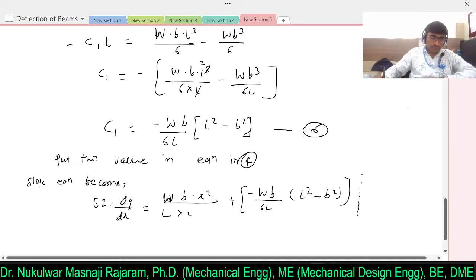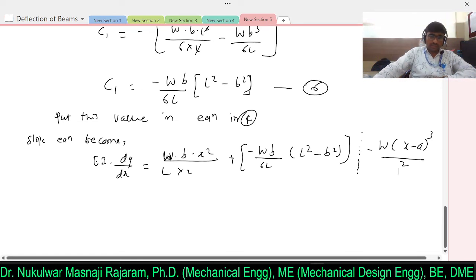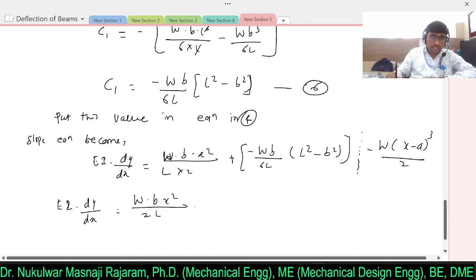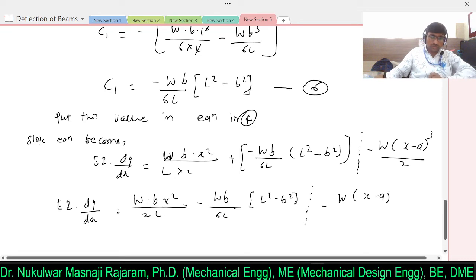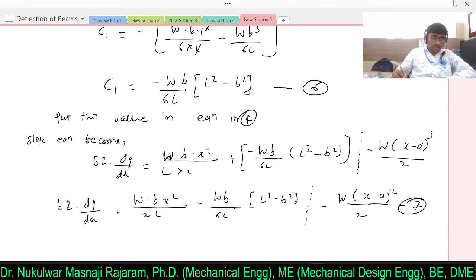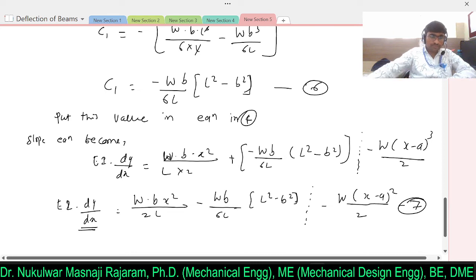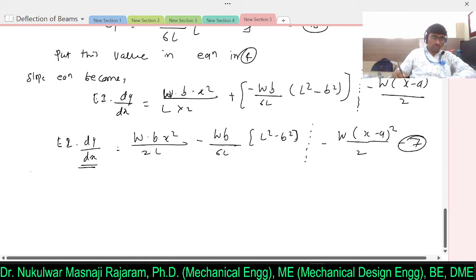This is the dotted line, sorry, minus W into x minus A cube divided by 2. Clear? So I am taking this negative over here, then I will get EI into dy by dx equal to WB x square divided by 2L minus WB divided by 6L into L square minus B square, dash dotted line, W into x minus A square divided by 2. So this will be equation number 7. Now this equation is nothing but the slope equation.